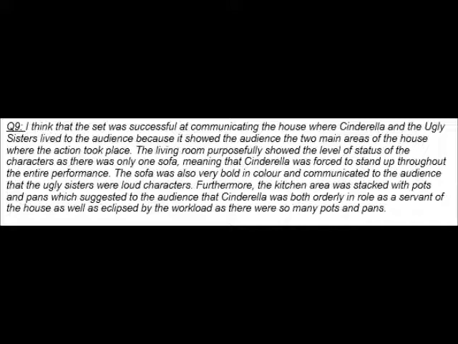Furthermore, the kitchen area was stacked with pots and pans, which suggested to the audience that Cinderella was both orderly in her role as a servant of the house, as well as eclipsed by the workload as there were so many pots and pans.